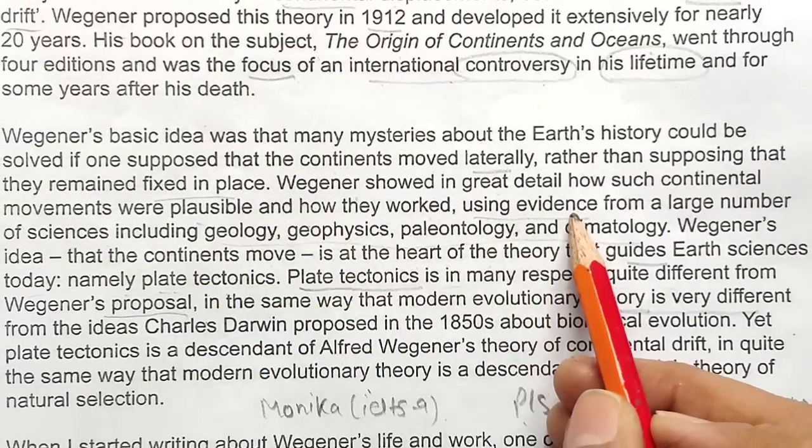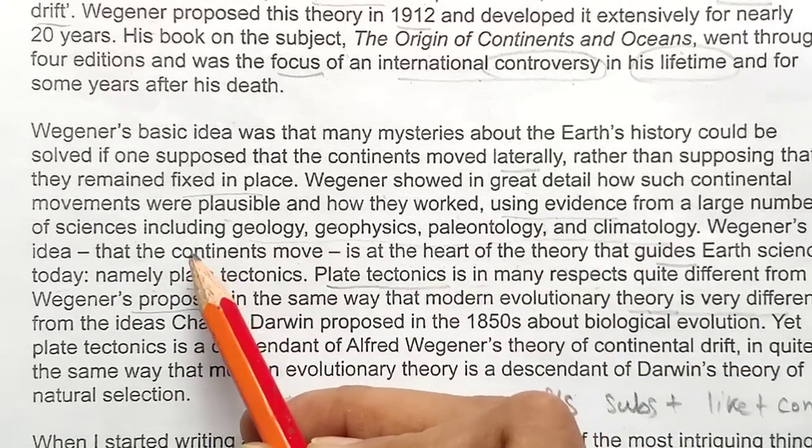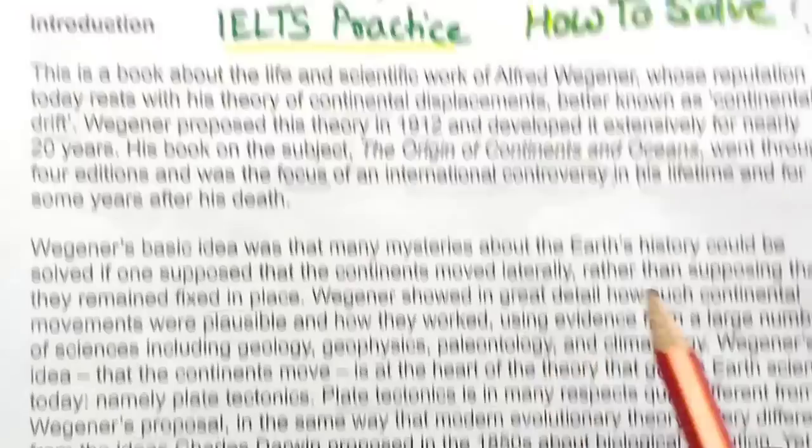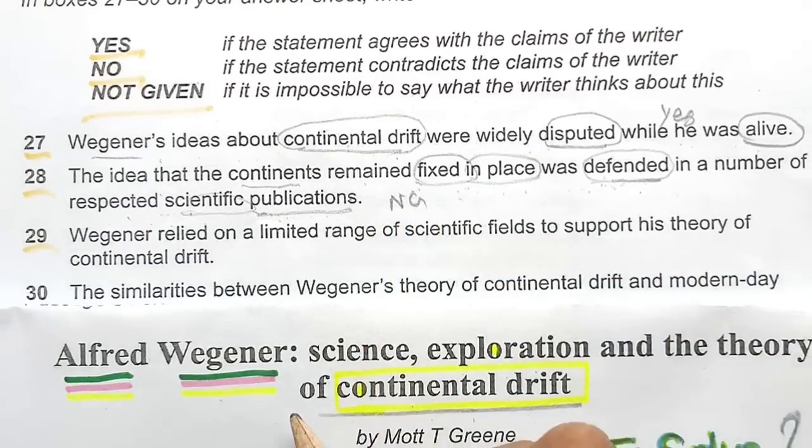He is saying Wagner used evidence from a large number of sciences, including these subjects. So it means nothing, they have not described anything about it. So I will put not given.